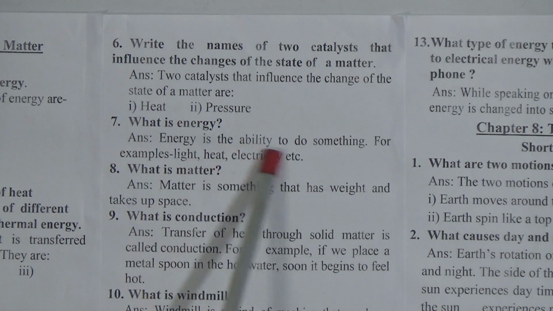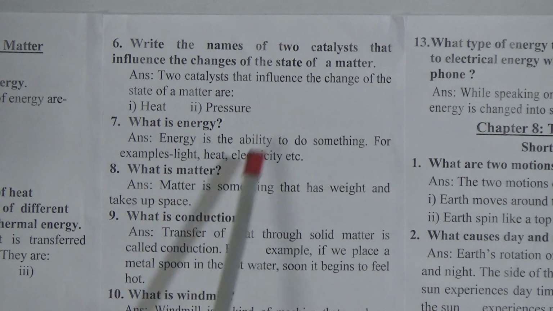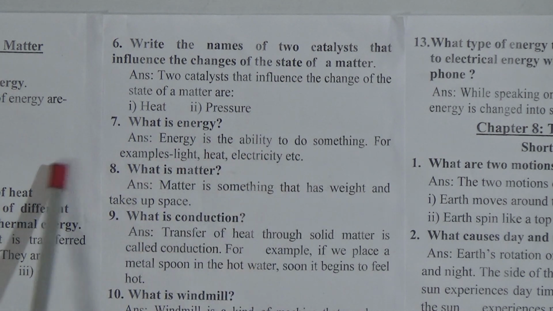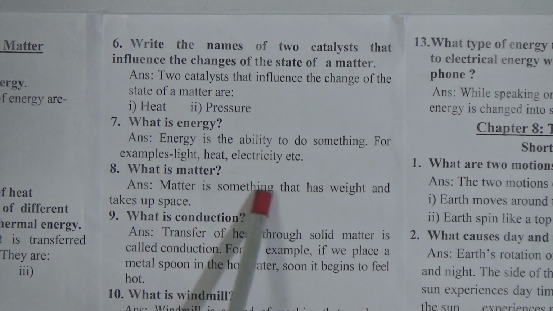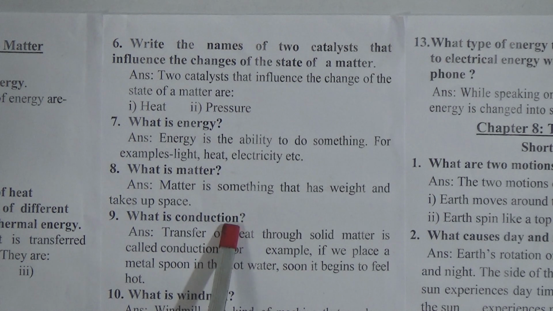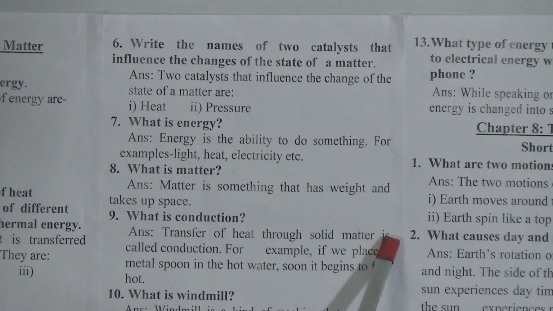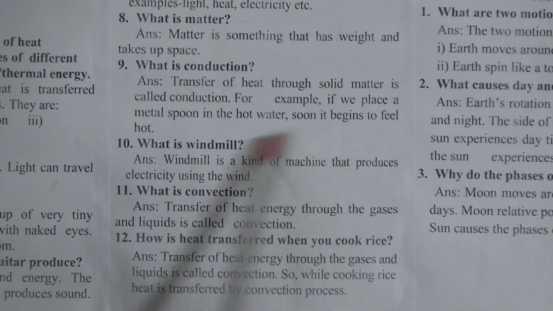Question number 7 is, what is energy? Answer is, energy is the ability to do something, for example, light, heat, electricity, etc. Question number 8 is, what is matter? The answer is, matter is something that has weight and takes up space. Question number 9, what is conduction? The answer is, transfer of heat through solid matter is called conduction. For example, if we place a metal spoon in hot water, soon it begins to feel hot.